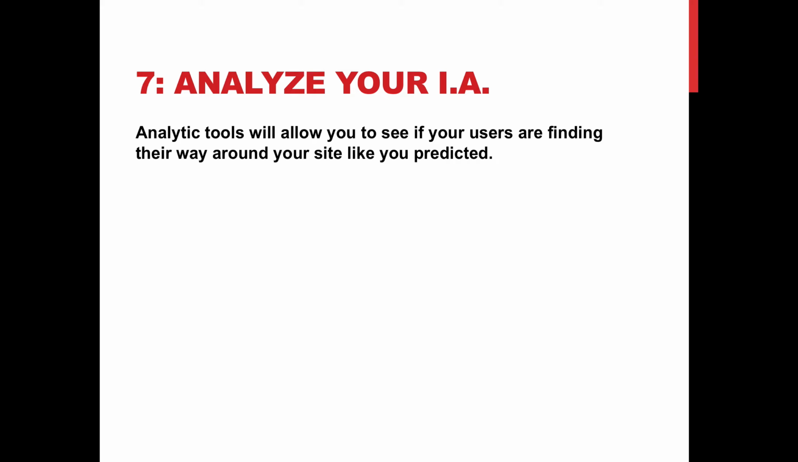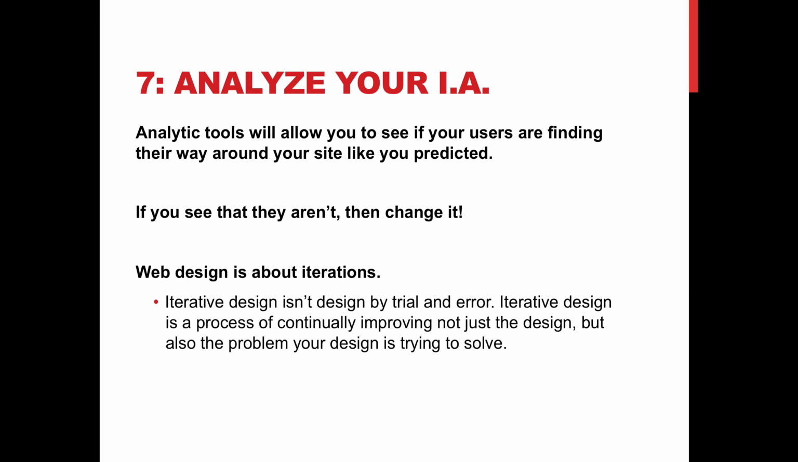Google Analytics will tell you where your users are going and where they're not. And if you find a place where you thought that users are really going to be directed to a page and they're just simply not going there, if you can see that they aren't going there, then change it. Maybe they don't understand the links that are getting them there. Maybe that's just not a page that's important to your users. And ultimately, it comes down to this. Web design is about iterations.